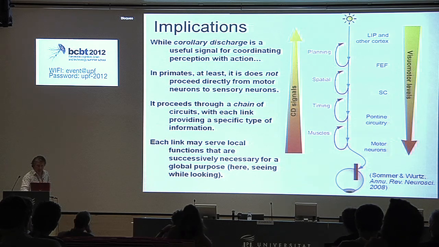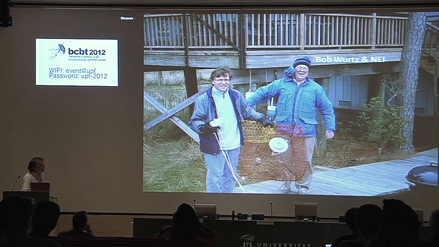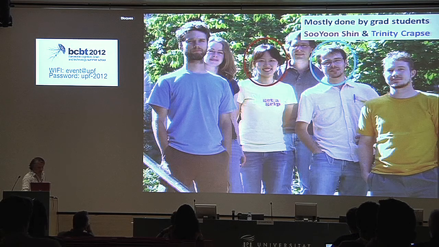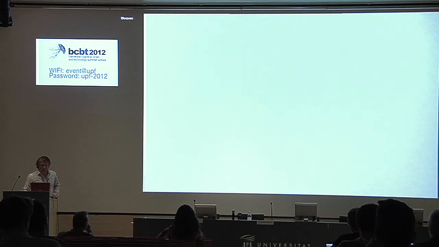So finally, a lot of this work was done with Bob Wurtz at the NIH, the first few studies that I showed. And the rest of it was done in my lab, mostly by these two people. Soo-Yoon Shin did the microcircuit analysis. Trinity Crapse did the bilateral convergence analysis, and a lot of other corollary discharge studies as well. So that's it for me. Thanks.